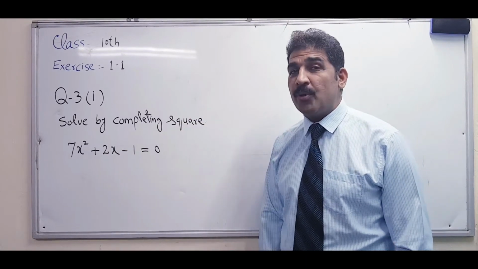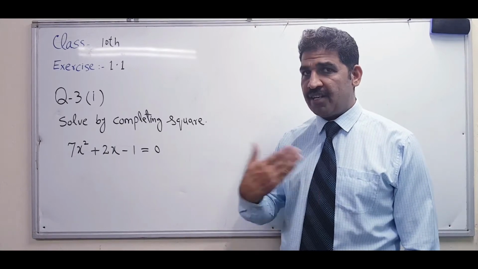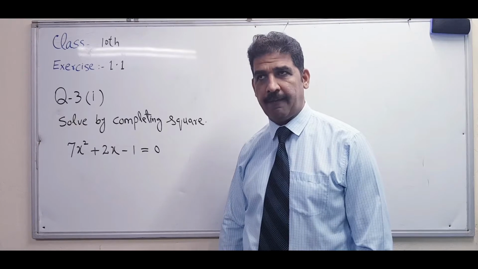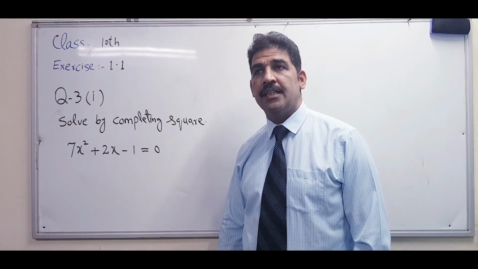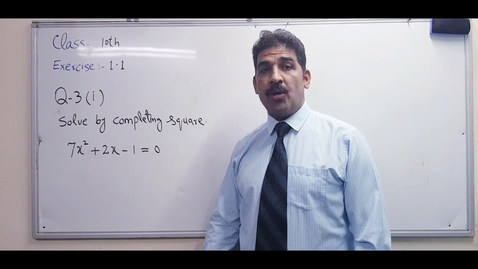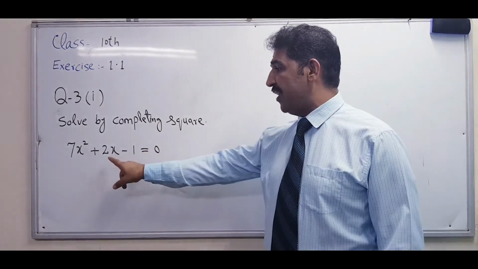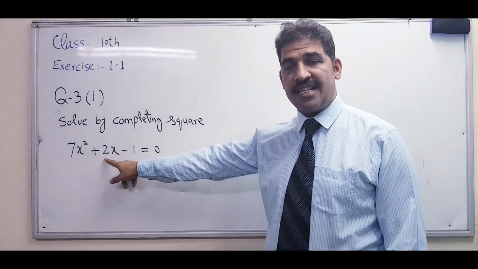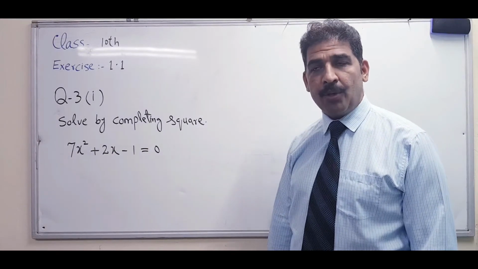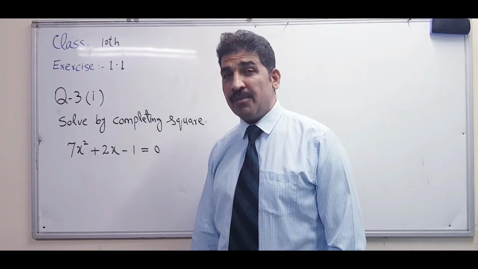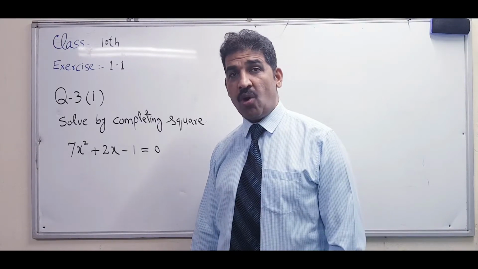So what is a pure quadratic equation? I want to check your previous knowledge. Yes, good. A pure quadratic equation is one where, if the term involving x becomes 0, such type of equation is called a pure quadratic equation. Okay. So in question number 2, what did we solve?